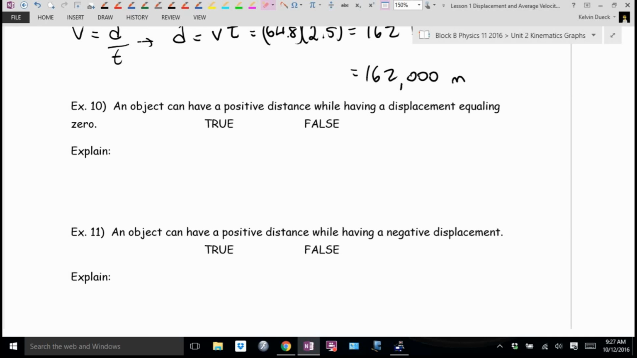I'm positive. I'm pretty sure. Totally guessing. So an object can have a positive distance while having a displacement equaling 0. Who says true? Absolutely. Okay. 1, 2, 3, 4, 5, 6, 7, 8, 9, 10, 11, 12, 13, 14, 15, 16, 17, 18, 19, 20. Is that a hand up? Wow, 21. Who says false? 1, 2. Who didn't vote? You have to vote. Okay, so I'm going to put you down as falses. Still 2 of you didn't vote. I'll get you next time.